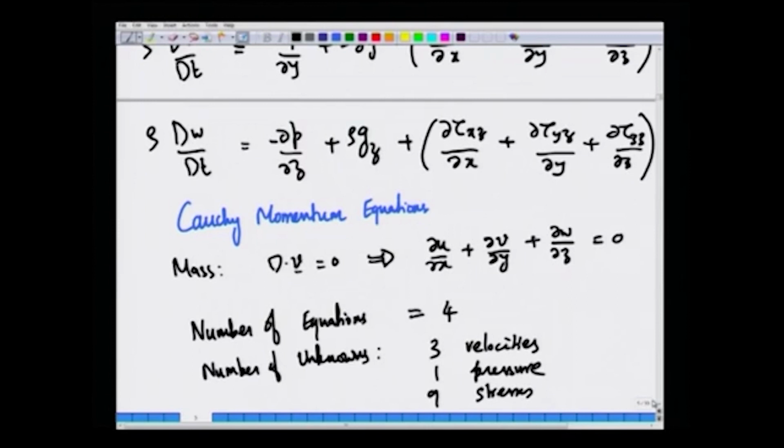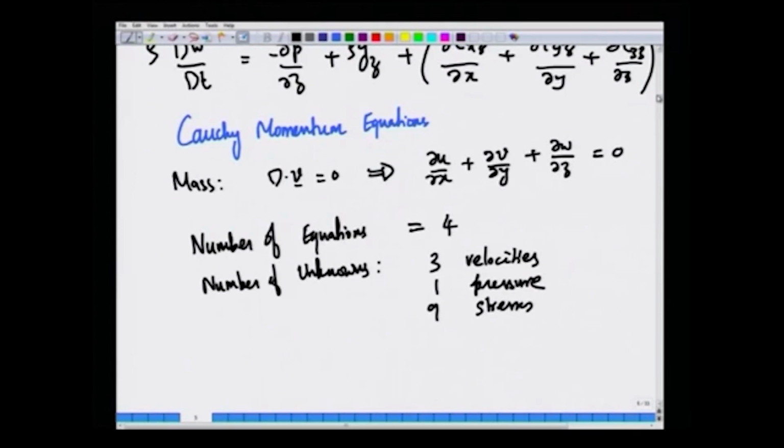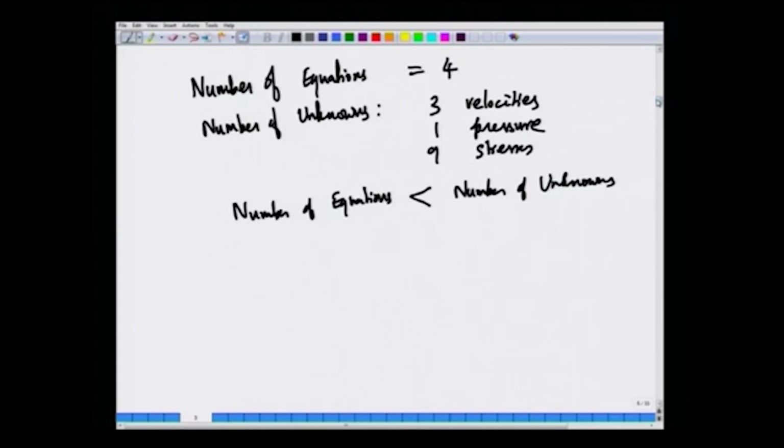Okay. So, the problem is highly underspecified because the number of equations so far is less than the number of unknowns. So, we cannot solve this problem as such right now. Okay. So, that is the idea that we cannot solve the problem because we have far fewer equations than unknowns.